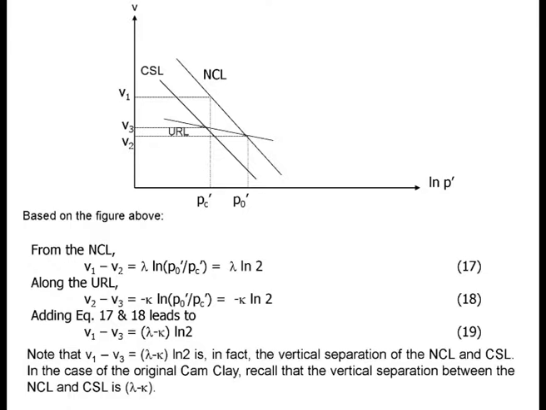Now, because with the modified Cam clay, this distance is being squeezed to 2 times instead of 2.718 times, it also means that the normal compression line is coming closer to the critical state line. And basically the vertical separation is lambda minus kappa log 2. But this is not really important. The only important thing is that it squeezes your wet zone.